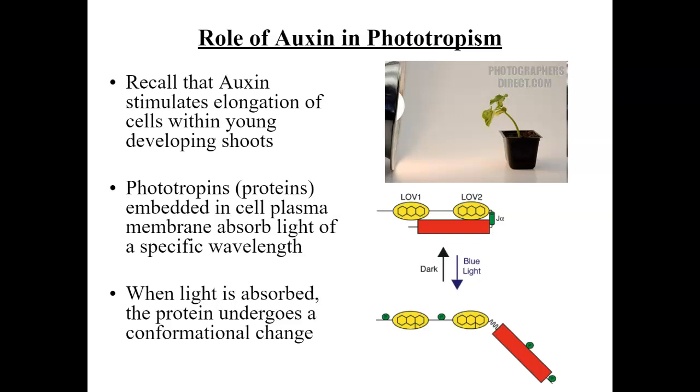So phototropins are proteins in the cell membrane, or plasma membrane, of the stem cells, and they are stimulated when a certain wavelength of light, blue light, hits them. When blue light hits it, it goes through a conformational change, a shape change. Remember, conformation means shape. So without light, it would be shaped like this. With light, shape change. You don't need to know anything about this shape change. You just need to know that it does undergo a shape change when blue light hits it.